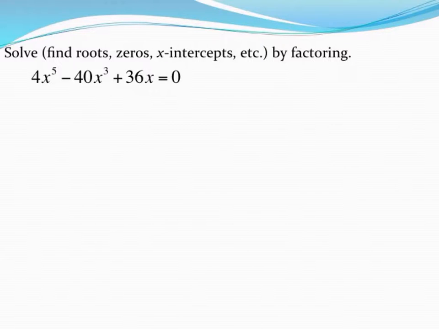Next example, let's solve this one by factoring. Once again, be equal to 0. If you're not equal to 0, get it equal to 0. Don't even bother factoring if you're not equal to 0. It won't help. So greatest common factor first.